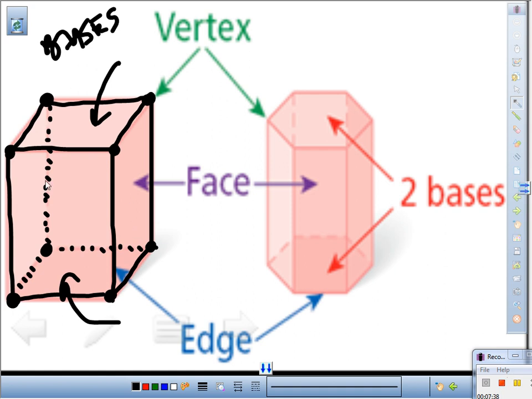Now check this out. A prism has a first name. And the first name is given according to the figure of the base. So check this out. This prism has a base that's the same here and here. What does that look like? Let's say it's a square. So this would be a square prism. What would it be? Square prism, because the first name is the name of the base. Are we there? All right.